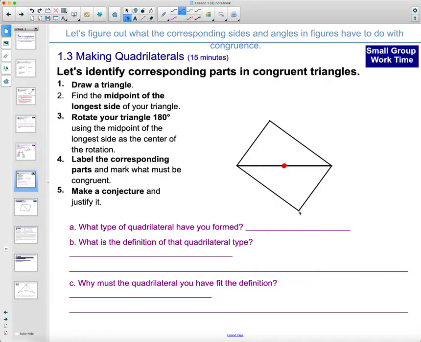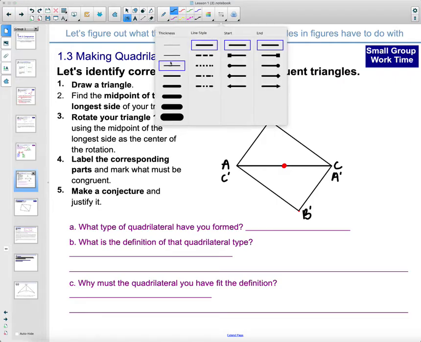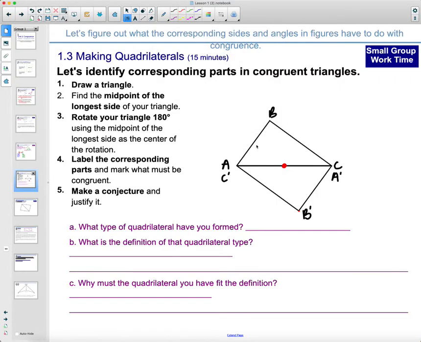and then get that sketched onto your paper, and then label the corresponding parts. So let's label the first triangle. Make sure you have the first triangle labeled. Now this is going to rotate over. This is going to be C prime. This is going to be A prime. This is going to be B prime. So I rotated that triangle around. And mark what must be congruent. Go ahead and mark up the angle. I'm going to put an angle mark here to go with this angle.